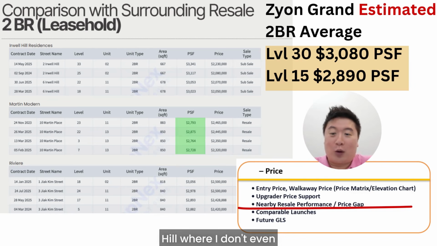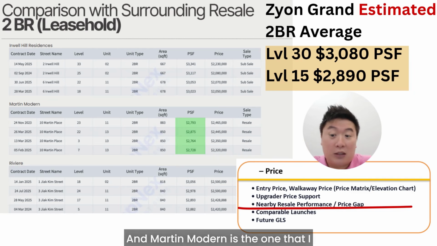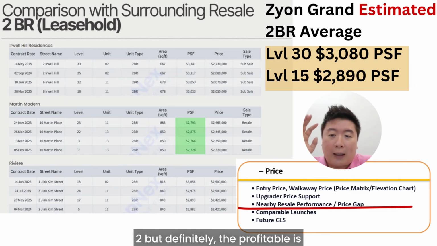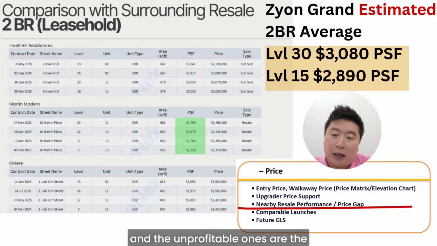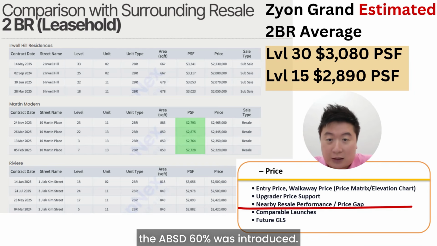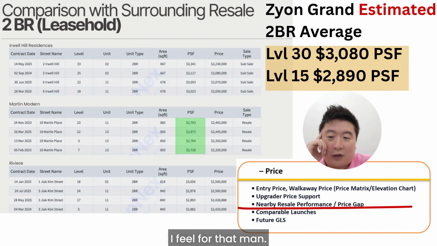So you have a case of Irwell Hill where I don't even need to add the number of years difference. Then you have multi-modern, which is older, so you add the number of years difference, and it's still performing better. And multi-modern is the one that I mentioned, you remember the one with the unprofitable transactions. If I'm not wrong, there's like 11, and at Irwell Hill there's like one or two. But definitely the profitable ones are a lot more in terms of percentage versus the unprofitable. And the unprofitable ones are the ones that didn't buy during launch. They bought right before the ABSD 60% was introduced. Wow, I feel for them, man. It's painful. It's a very, very unfortunate situation.